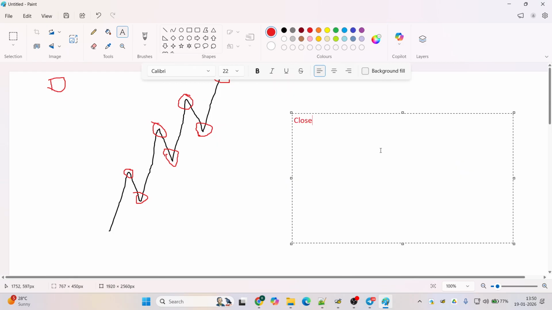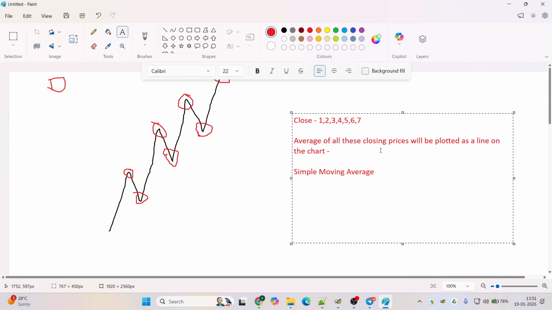The close price, if you have not seen that video, please go ahead and watch it. So the close prices of 1, 2, 3, 4, 5, 6 and 7, the average of all these closing prices will be plotted as a line on the chart, which is the simple moving average.